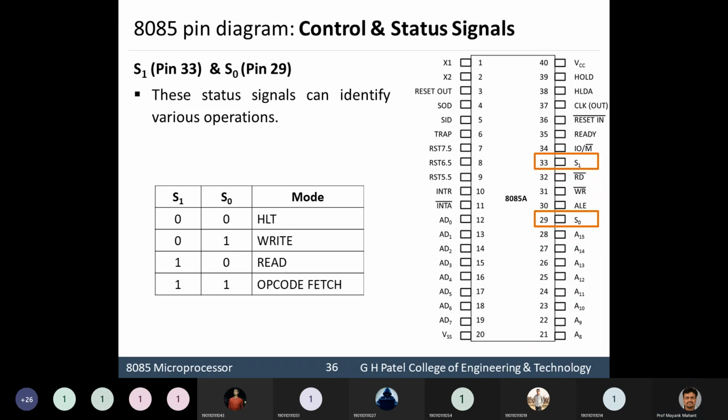Hello? Hello, am I audible to everyone? Yes, sir, you are audible. Okay, so have you heard about opcode? Do you know what you mean by opcode? Hello?